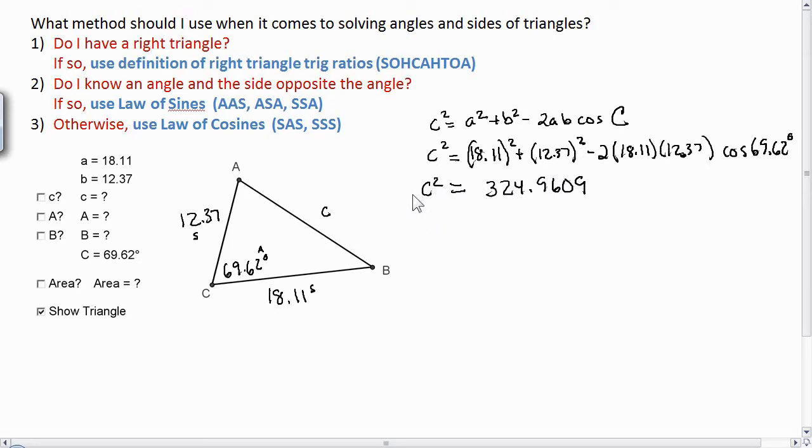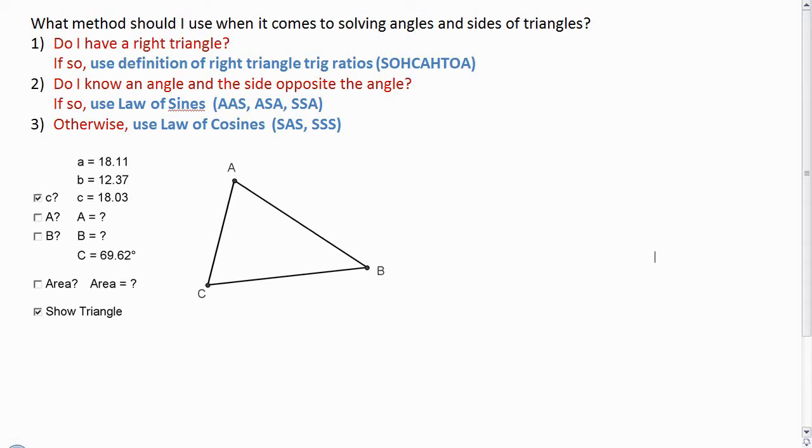The problem is you didn't actually find c, you found c squared. And since all lengths are positive, when we take the square root of this answer, it makes sense that we should expect it to be approximately 18.03 units. And so I have just found out that this side is 18.03 units and have successfully used the law of cosines.